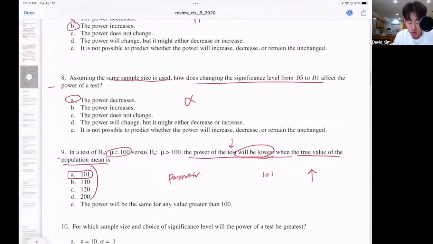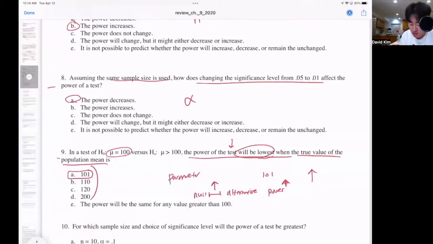In order to answer this question easily, the way that we always remember this is that if the discrepancy between the null value and the alternative hypothesis value grows, then your power will also grow. That is what the third bullet point in the notes is talking about.